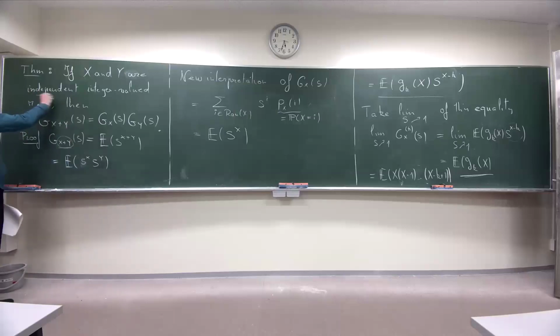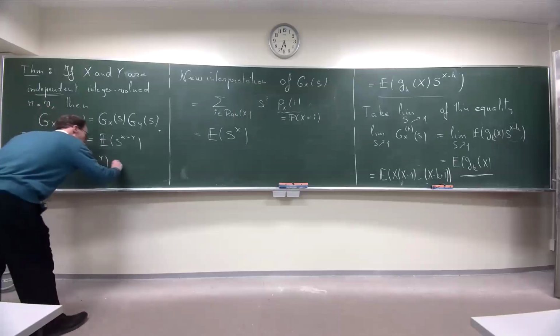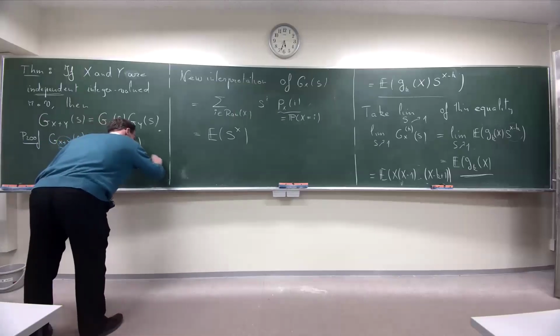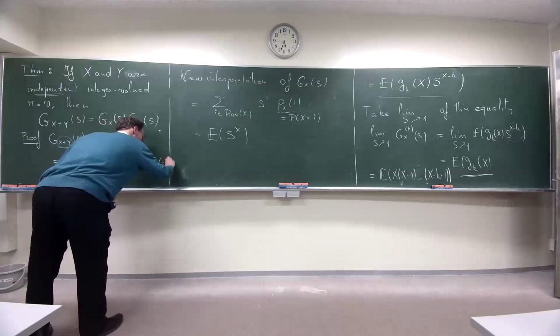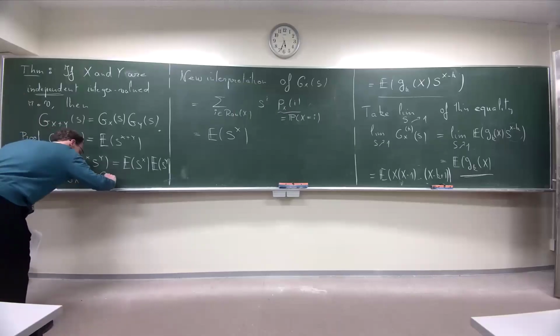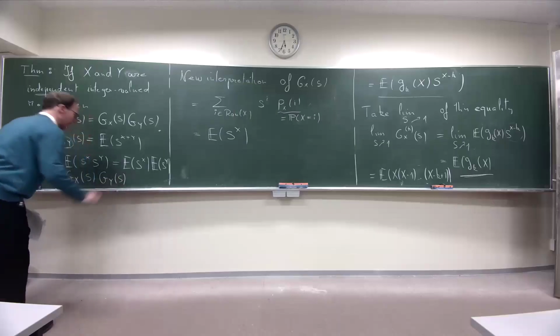Now, by assumption, these two random variables are independent. So one property of independence is precisely that the expectation of one function of X times a function of Y is the expectation of the first one times the expectation of the second one. I mentioned this in the notes. And now I just come back. This expectation of the first one is the probability generating function of the first random variable times the probability generating function of the second one. That's it.